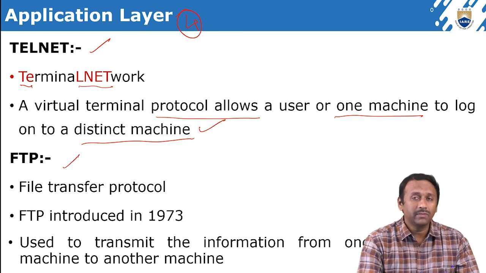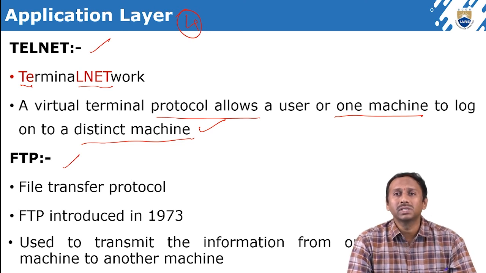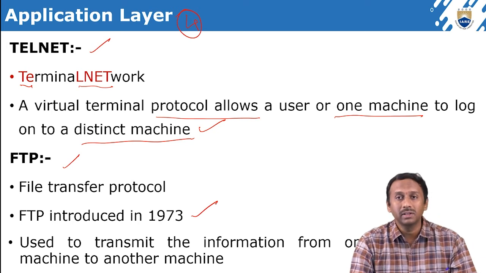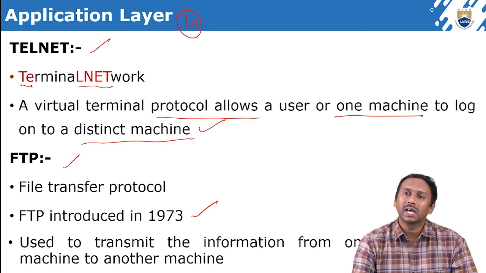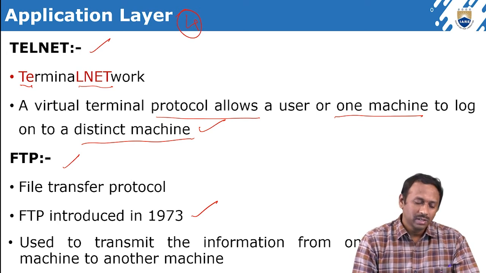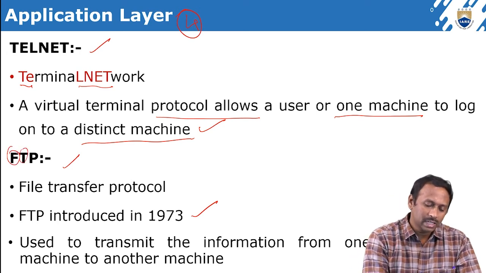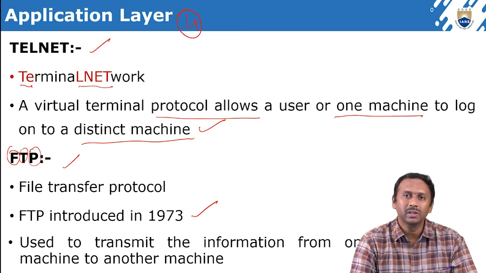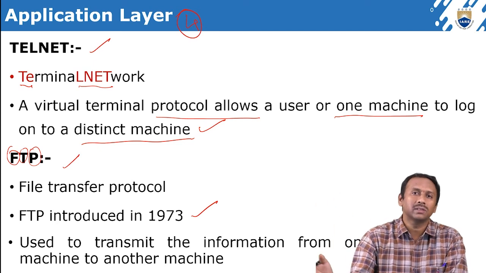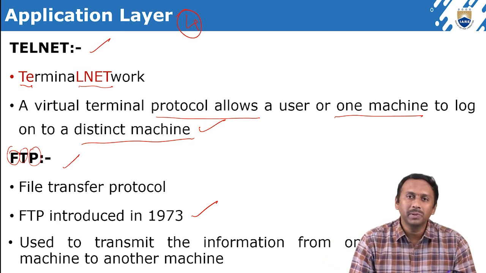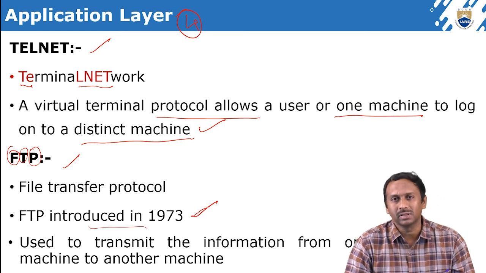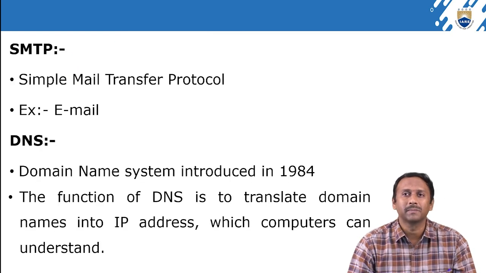And next is FTP. FTP stands for File Transfer Protocol, introduced in the year 1973, and it is used to transmit information from one machine to another machine. That means if you want to transfer a file from one system to another system, we use the FTP protocol. Very simple, easy to remember, right?